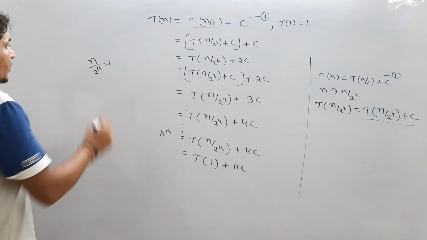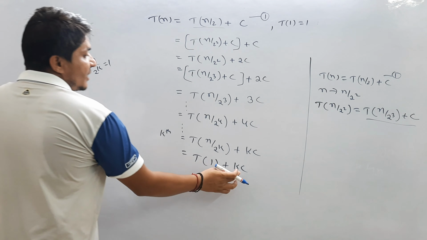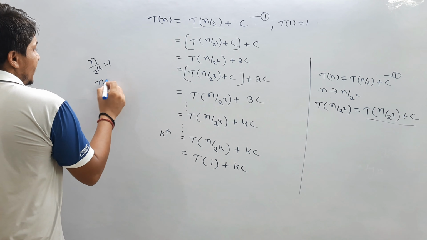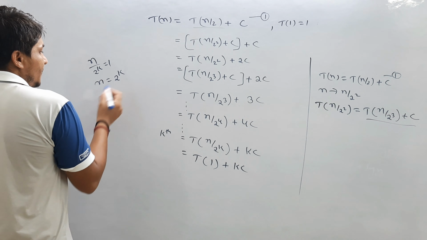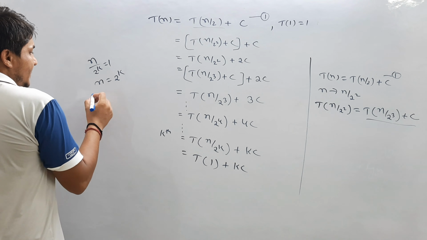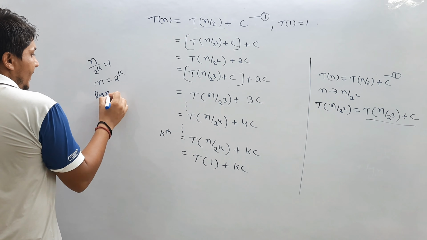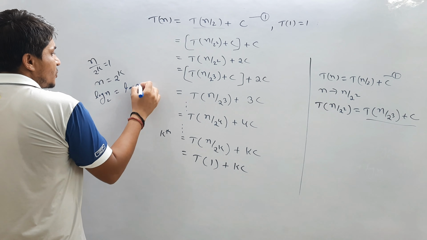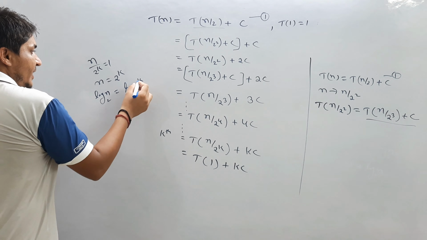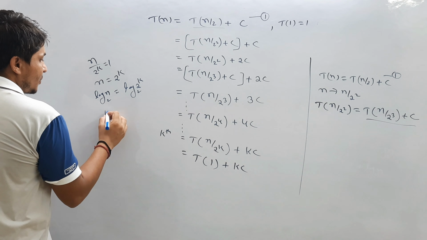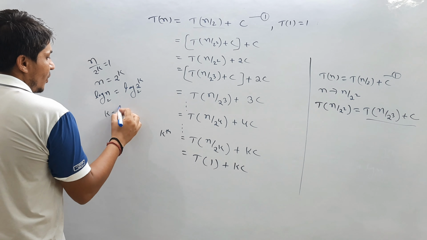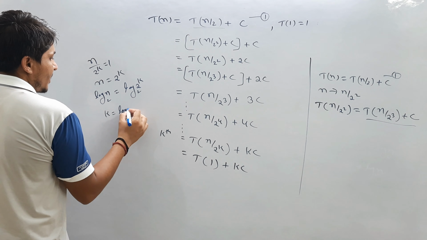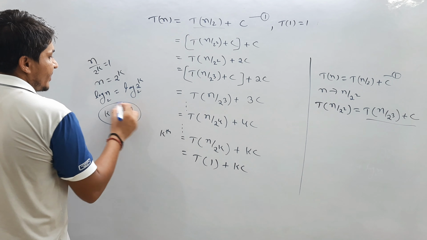Now let us try to find the value of k. So n is going to be 2^k. If you take log on both sides, it is going to be log n base 2 equals log base 2 of 2^k. So k will move to this side, and k is going to be log n base 2. So this is the value of k.